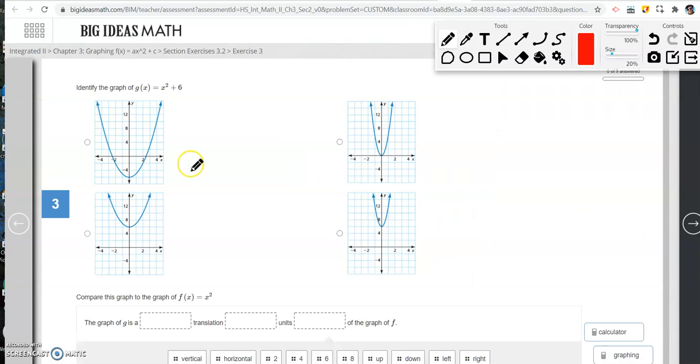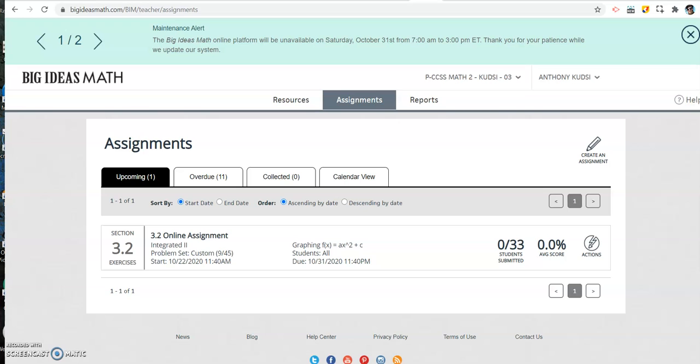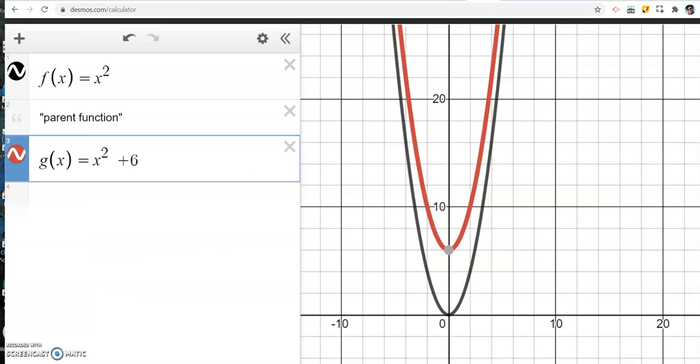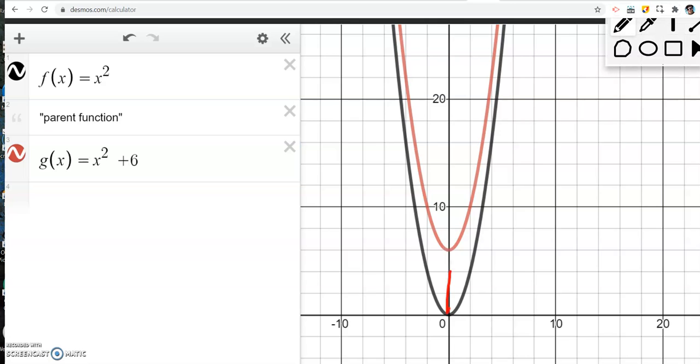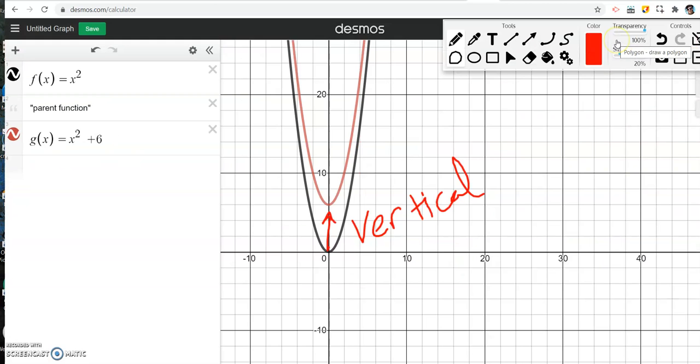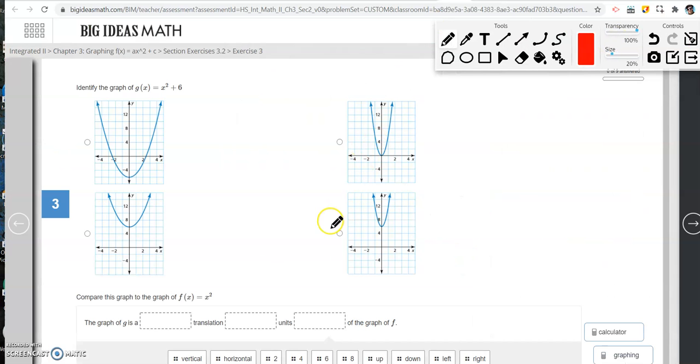Okay. But how would I describe it as a translation? Well, we forgot to use that word in our notes. How would I describe it? This point was translated up. 0, 0 got translated up. So we would say that's a vertical translation. Vertical translation. Okay. So play around with that in the book. It was a translation 6 units up.